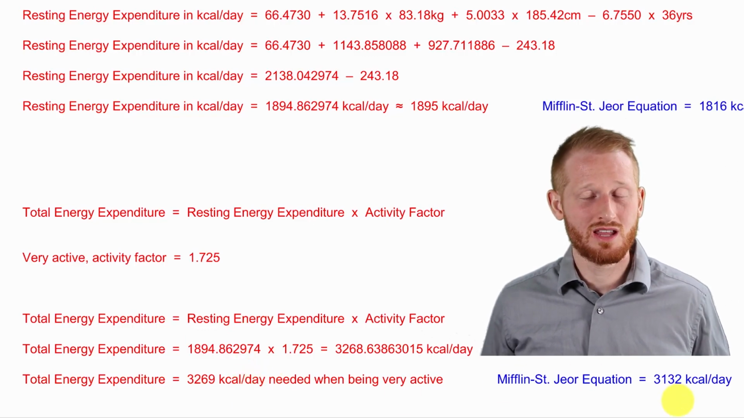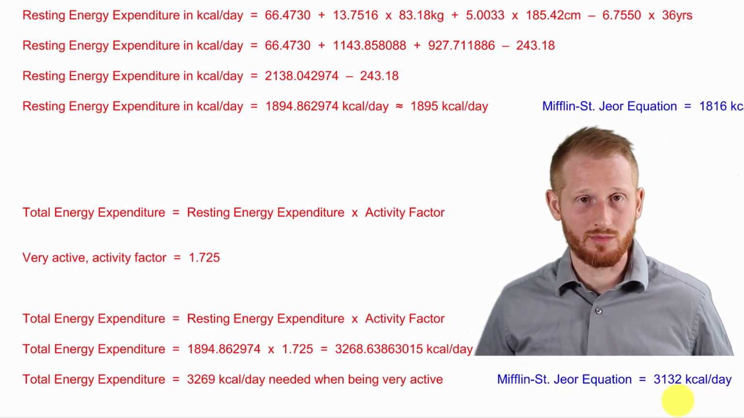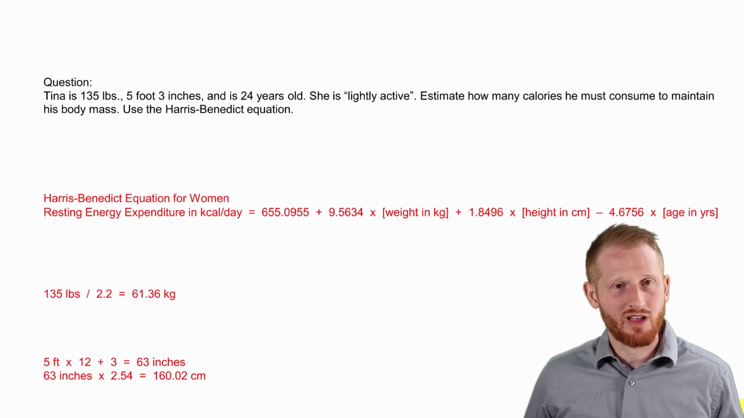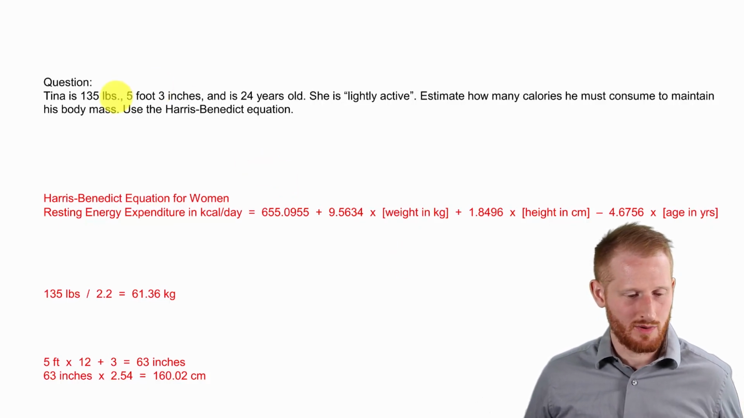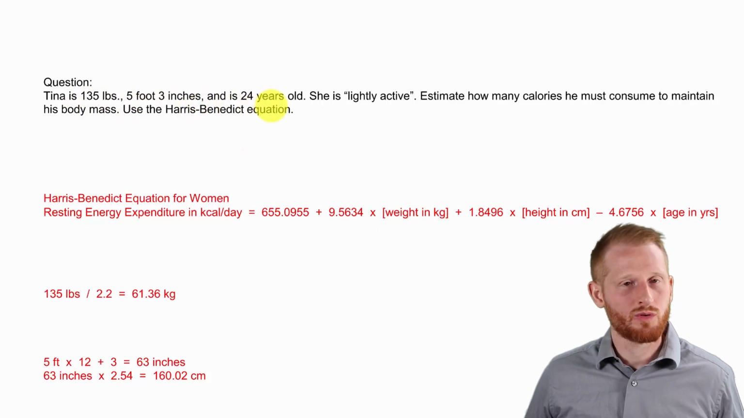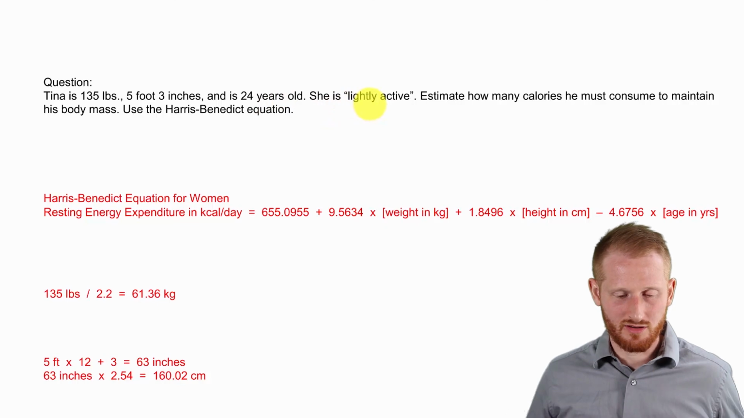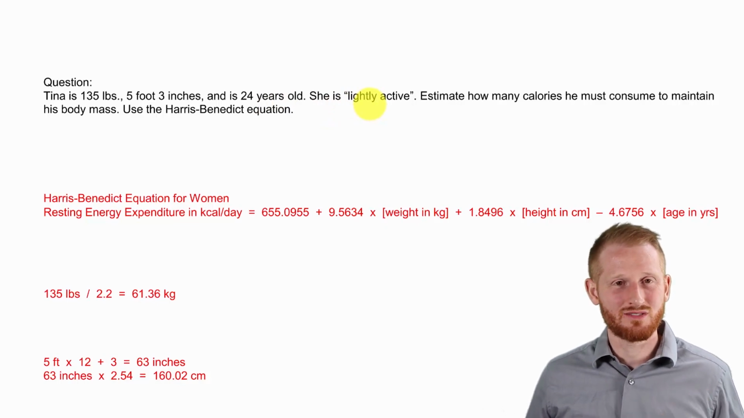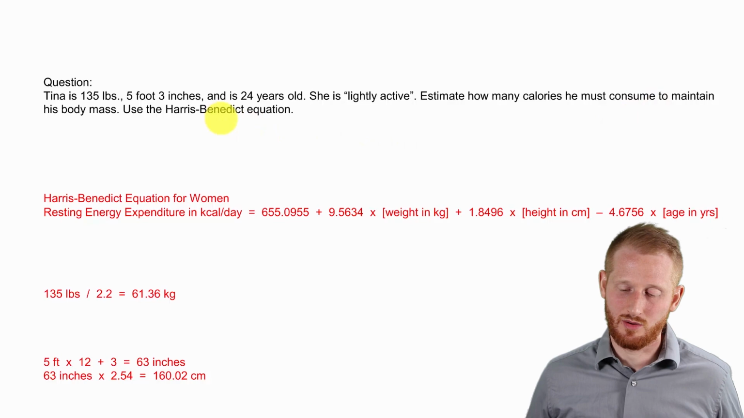All right, so let's go ahead and do an example using a woman as our participant. All right, so we'll go through this one a little bit faster since it's basically the same process, just a slightly different equation. But we have Tina here, who's 135 pounds, 5 foot 3 inches tall, 24 years old, and she reports through a sort of interview from you to figure out how much activity she does that she is lightly active. So estimate the total calories needed in order to maintain the body mass using the Harris Benedict equations.